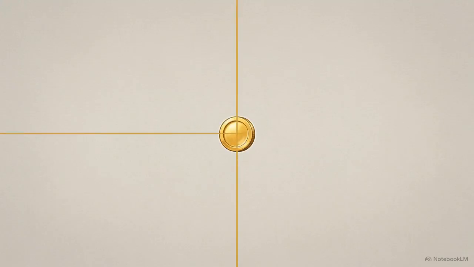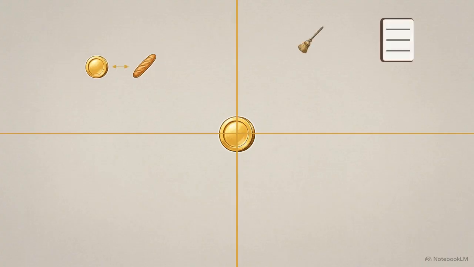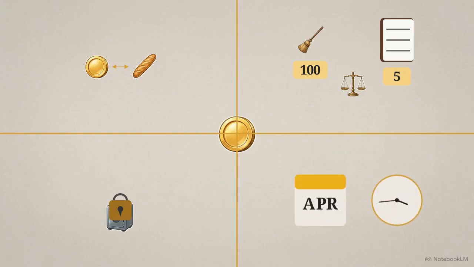This brings us to physical currency, like gold galleons. Money performs 4 distinct functions, shown in this 4-part matrix. First, it acts as a medium of exchange to buy goods. Second, it serves as a unit of account, measuring how much a broomstick is worth compared to a textbook. Third, it provides a store of value, allowing you to save wealth for the future. And fourth, it acts as a standard of deferred payment, so you can borrow today and repay next year.